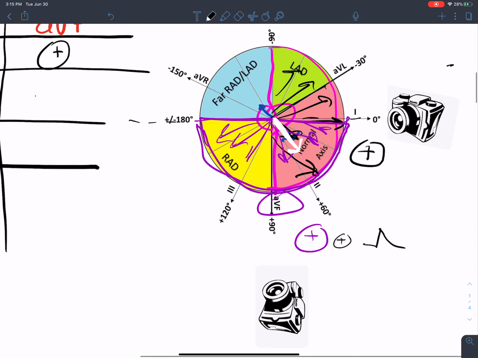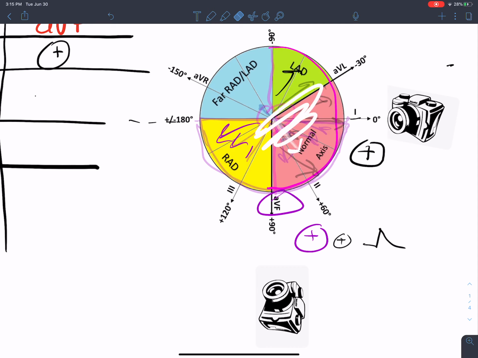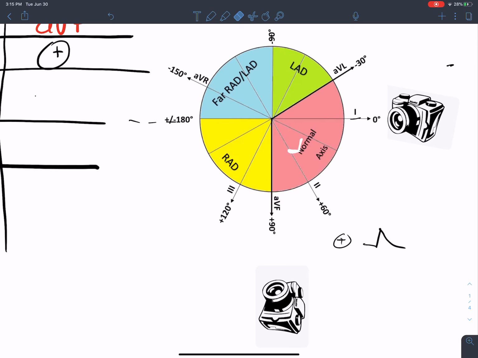Now let's talk about left axis deviation. Now let's say that instead of going directly where it's supposed to, there's something going on at the heart, like a cardiomyopathy or left ventricular hypertrophy. There's some reason that that side of the heart is way bigger and there's more impulse traveling over here somewhere. Whatever's actually happening, the net vector, the impulse, is traveling in this direction, right?